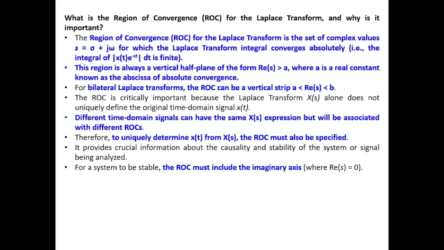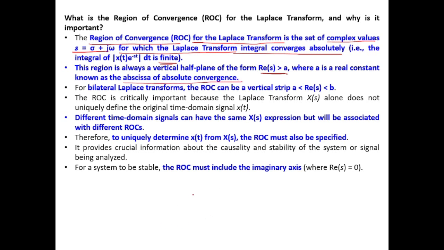Then there is another term called region of convergence. So what is this region of convergence, ROC, for the Laplace transform? It is the set of complex values s equal to sigma plus j omega for which the Laplace transform integral converges absolutely. That is, the integral of modulus of x of t e to the power minus st dt is finite. This region is always a vertical half plane of the form real s greater than a. So what does this mean?